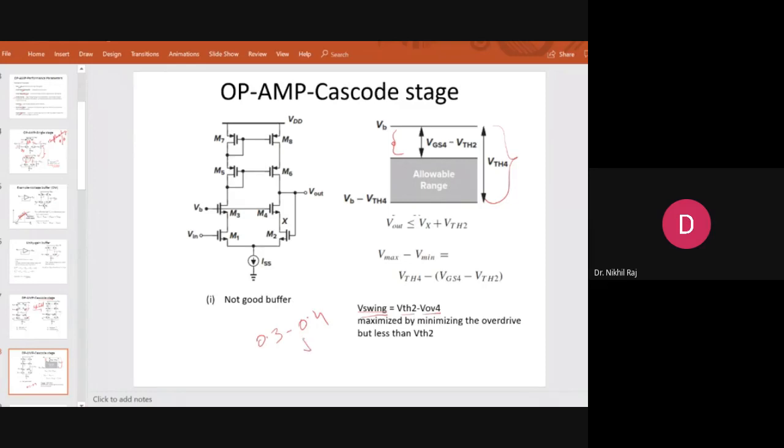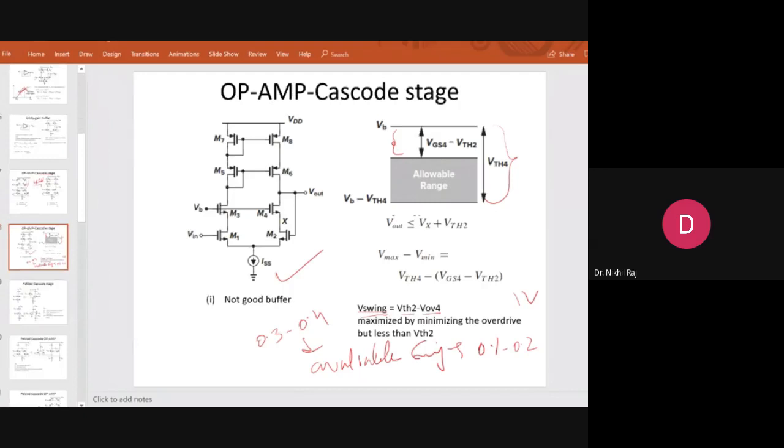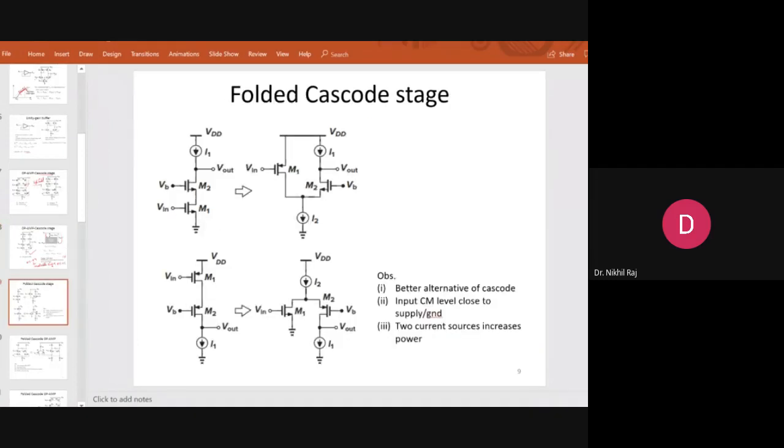This means my available swing will be how much? Nearly 0.1 to 0.2 volt if we are working with a 1 volt supply. This means if I am using a high gain op amp, a simple cascode op amp, in a voltage buffer application, then it will not prove to be a better option. Okay. So how to overcome this?